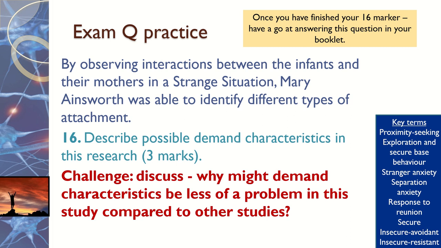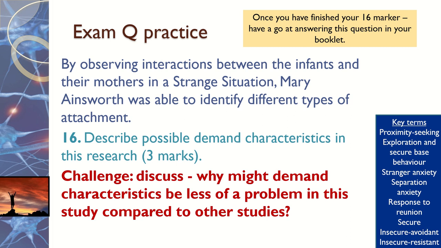So it says, by observing interactions between infants and their mothers in the strange situation, Mary Ainsworth was able to identify different types of attachment. Describe possible demand characteristics in this research, and it's worth 3 marks. So remember that first of all you should have it is AO1 and AO3 because we've got demand characteristics being our AO1 and it's in this piece of research, the Ainsworth study, so we want it to be AO2 as well. Here, therefore, you want to dedicate more marks to AO2 than AO1. So you're going to get 1 mark for AO1 and then 2 marks for AO2.